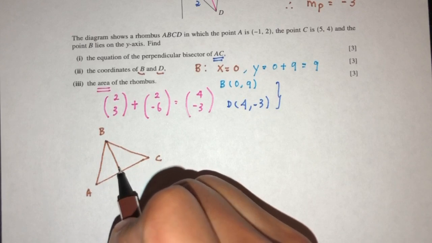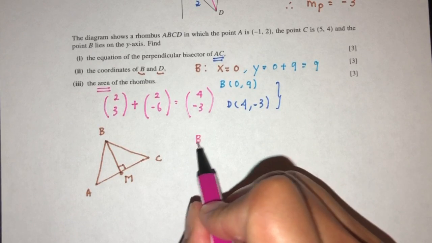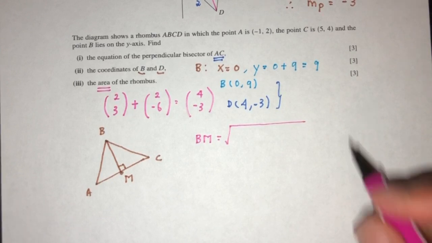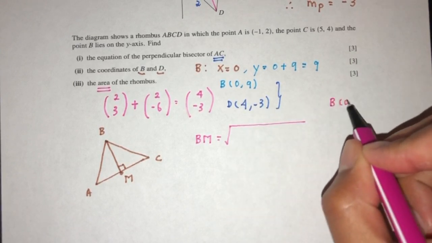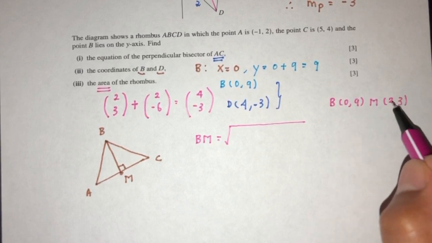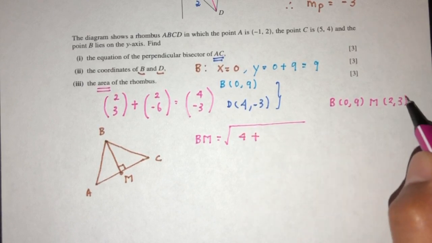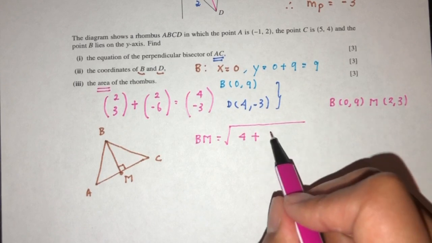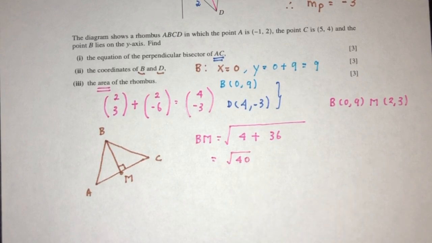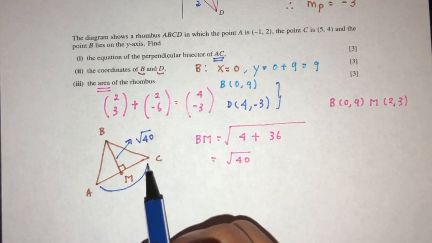I'm trying to find the perpendicular height in between. This is the point M. So let me find the length of BM. How would you find the length of BM? Using your formula, I know the point B is given to you by, let me write this down, B is 0, 9, and M is given to you by 2, 3. So pretty easy. x2 minus x1 is 2, square is 4, plus y2 minus y1 is minus 6, square is 36. So length of BM will be root of 40. The next one. So the perpendicular height will be root of 40. Now we have to find the base. What is the length of AC?